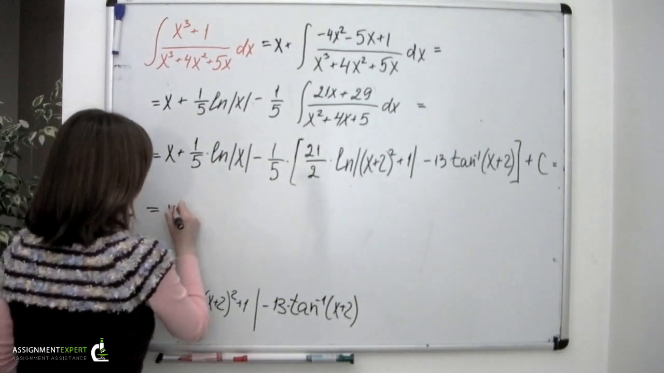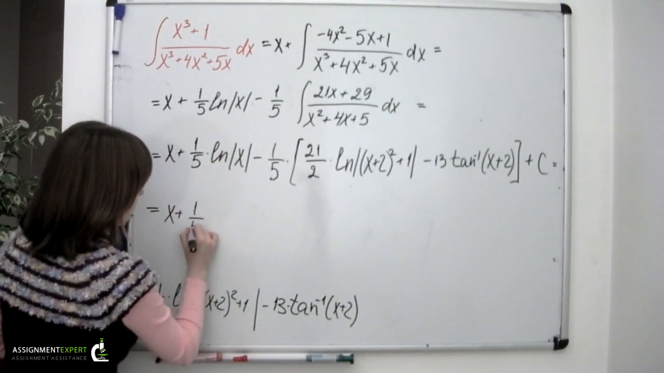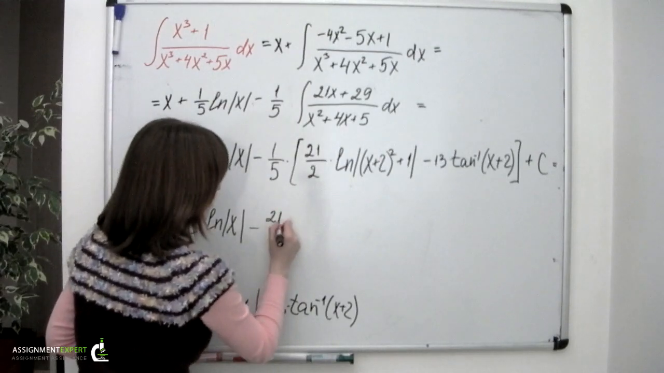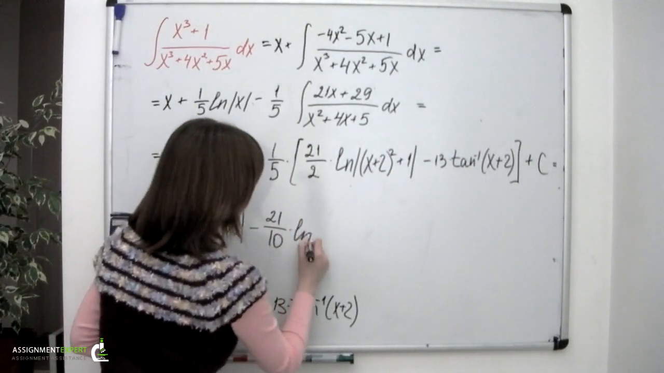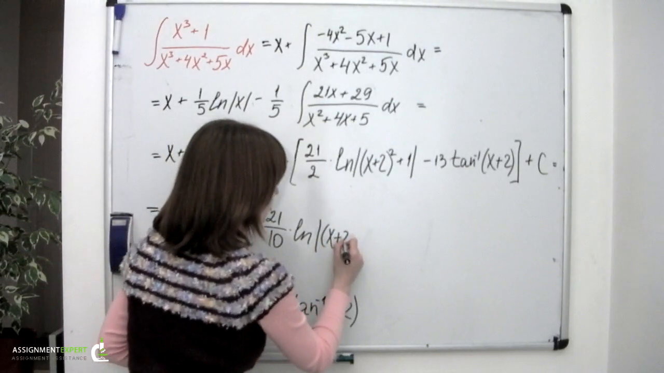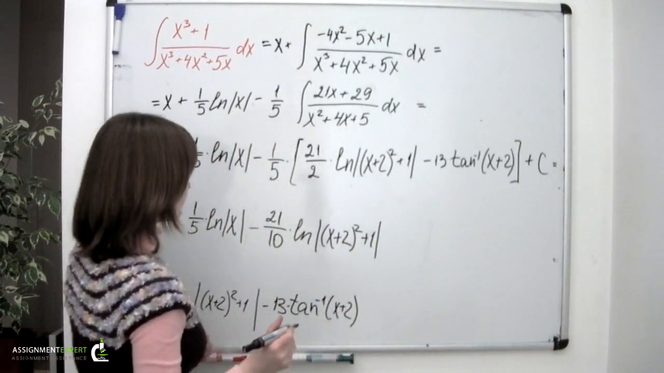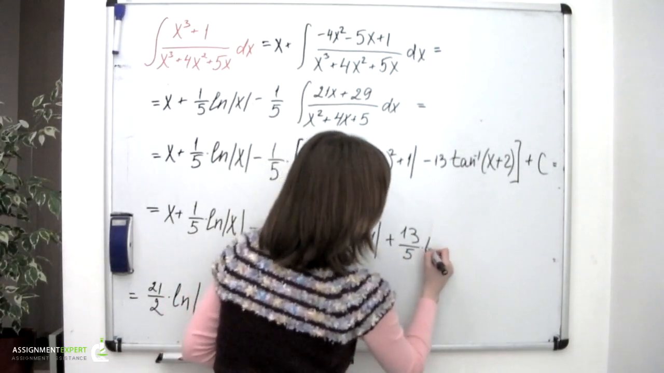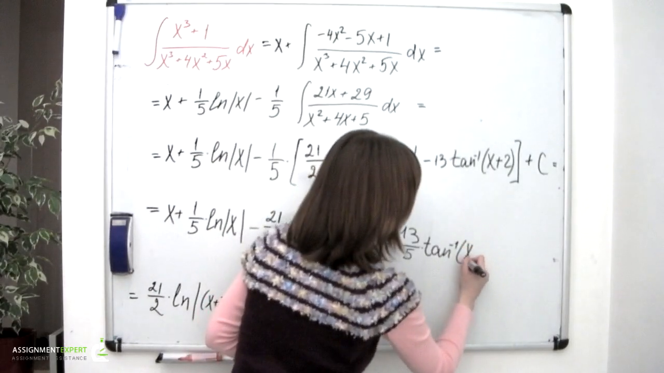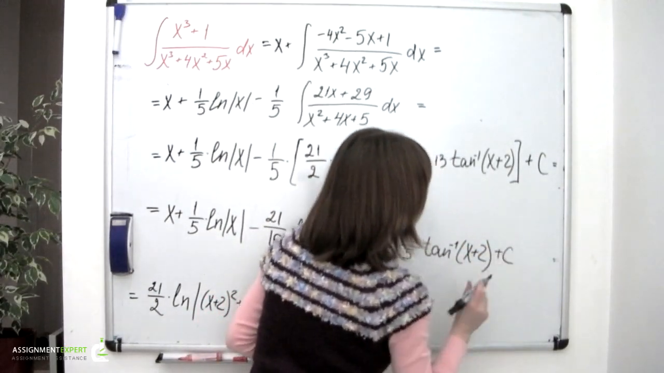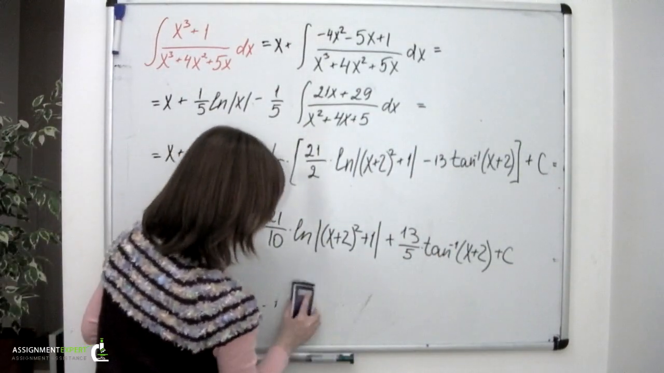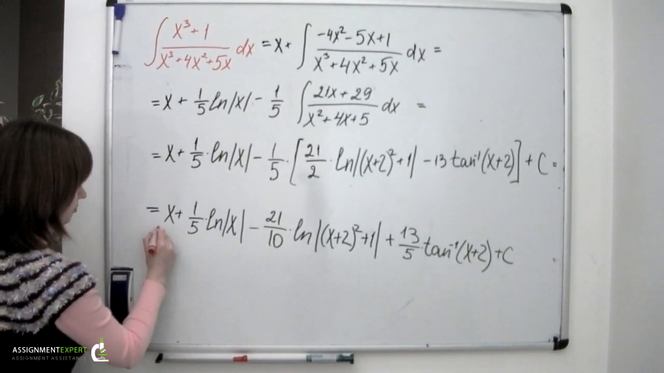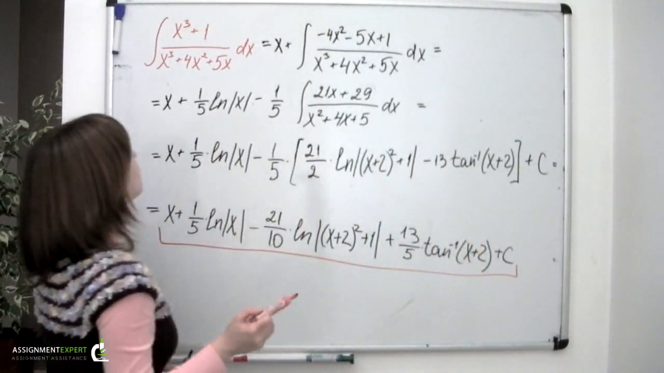And finally, we have x plus 1/5 times the ln of the absolute value of x minus 21/10 times the ln of the absolute value of (x plus 2) squared plus 1 plus 13/5 times the inverse tangent of x plus 2 and plus the constant of integration. So this whole expression is the solution to this red integral.